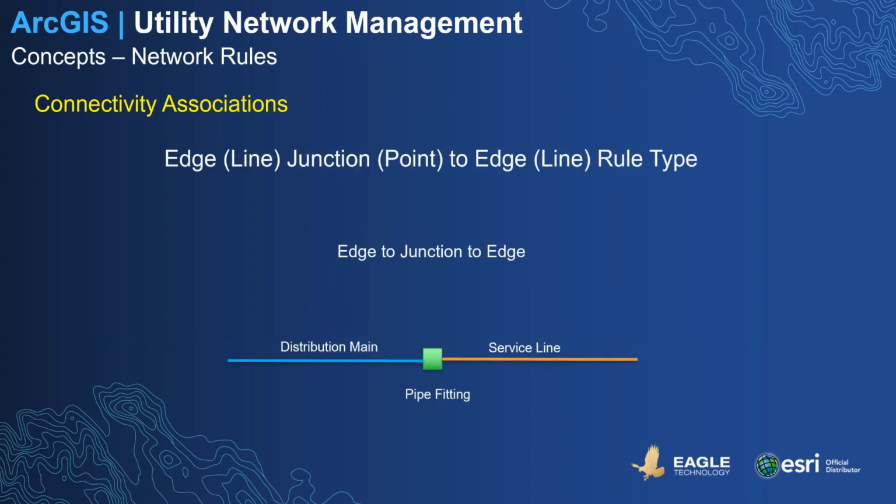The edge junction edge rule type further defines how network elements can traverse intermediary devices or junctions. An example of this would be a main pipe connecting to a service pipe by a particular type of fitting.